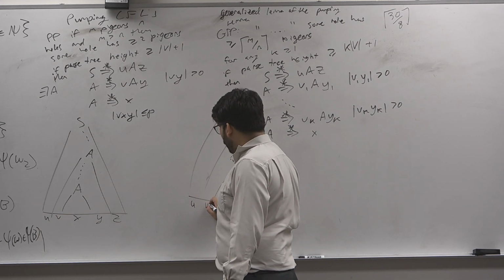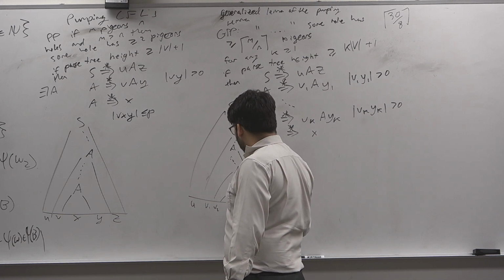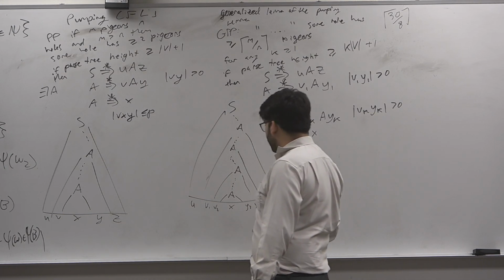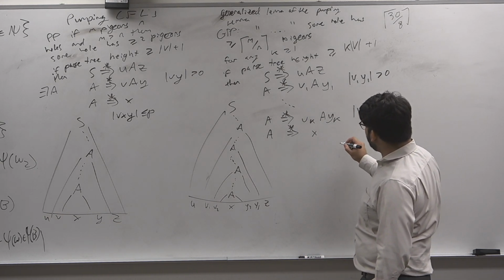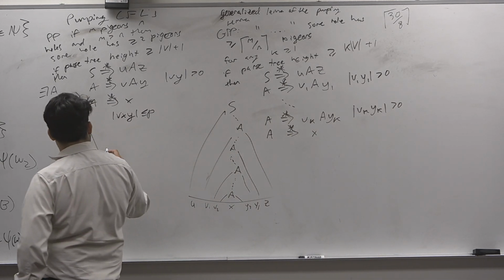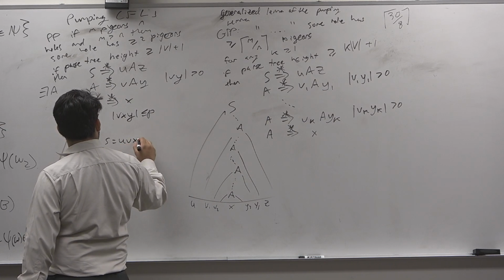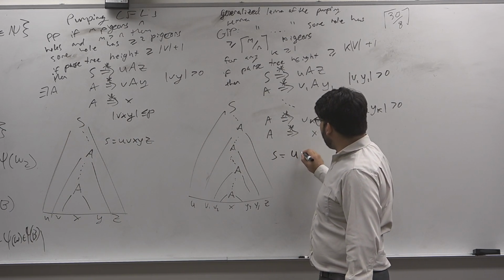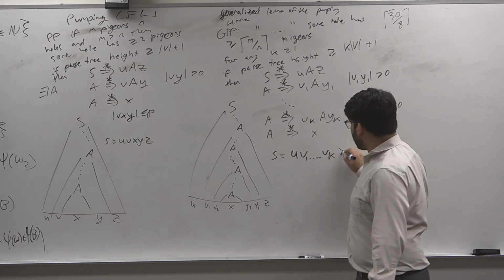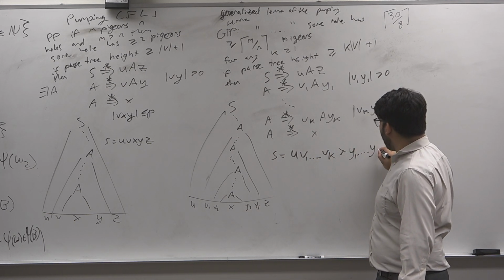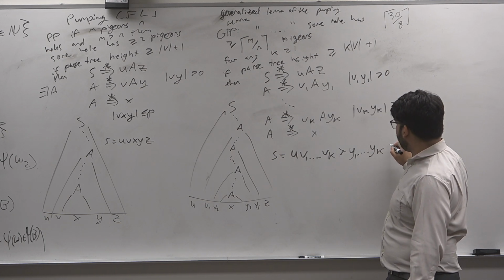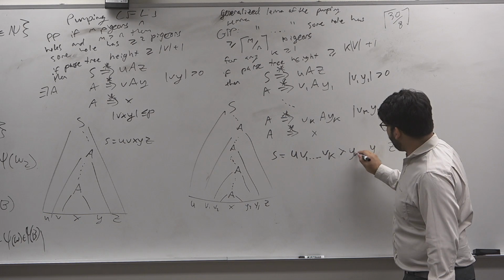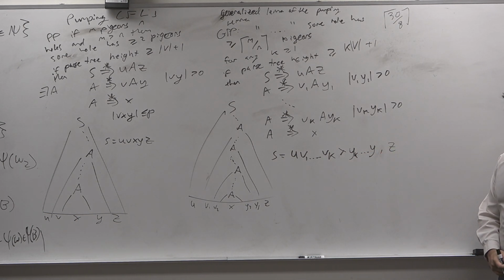U, V1, V2, X, Y2, Y1, Z, right? Subject to... here we have S is equal to U, V, X, Y, Z. Here we have S is equal to U, V1 to Vk, X, Y1 to Yk, Z. Oh, my bad, Yk to Y1. Okay, do we believe it?